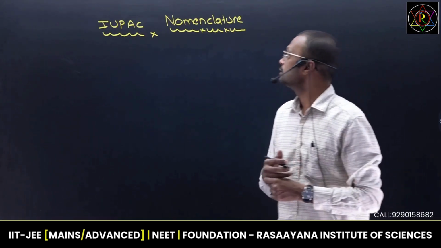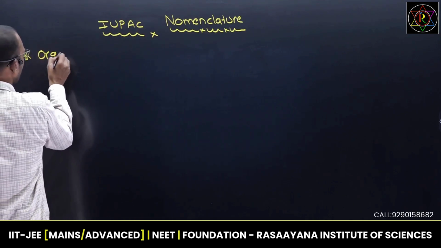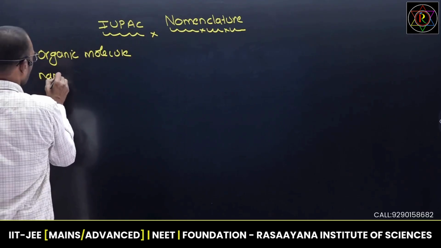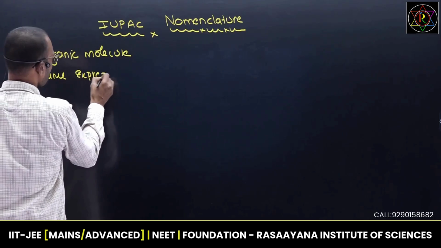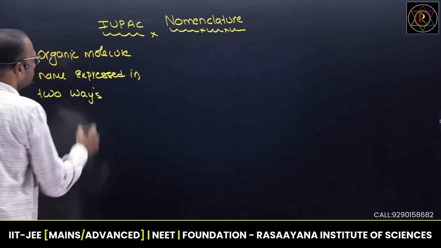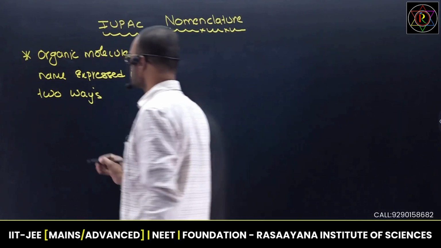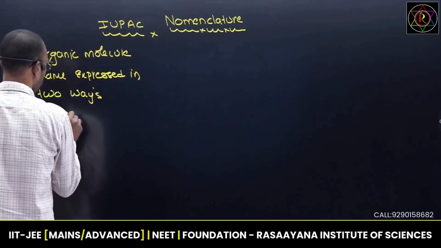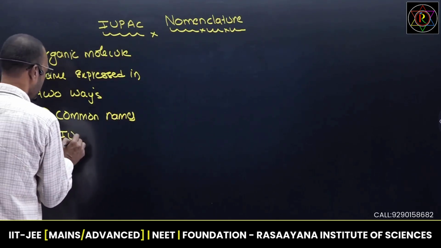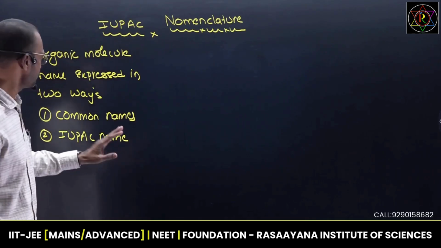Okay, let's start. Generally, if you want to give any organic molecule a name, the name is expressed in two ways. So if you want to give a name to an organic molecule, we need to express it in two ways. The first one is the common name, the second one is the IUPAC name. So what is a common name and what is an IUPAC name? Everything we are going to discuss separately.